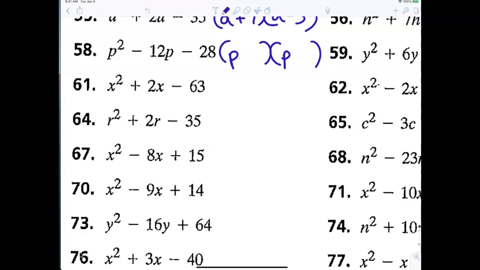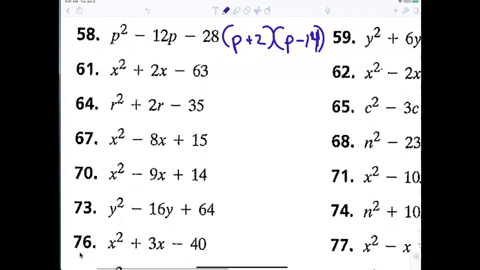You got to practice. So now, did you understand it's 2 and 14, right? Yeah. So now, what is it? P plus 2. Yes, exactly. Very good. All right. You got to be careful. 61. Julesman, go. It's x minus 7 and then x plus 9. You are amazing. Good.